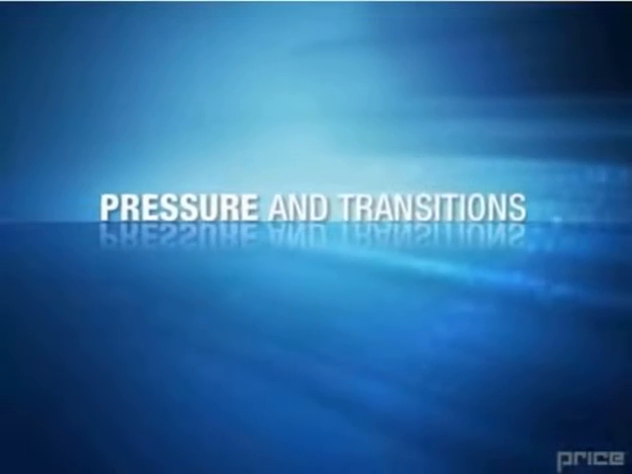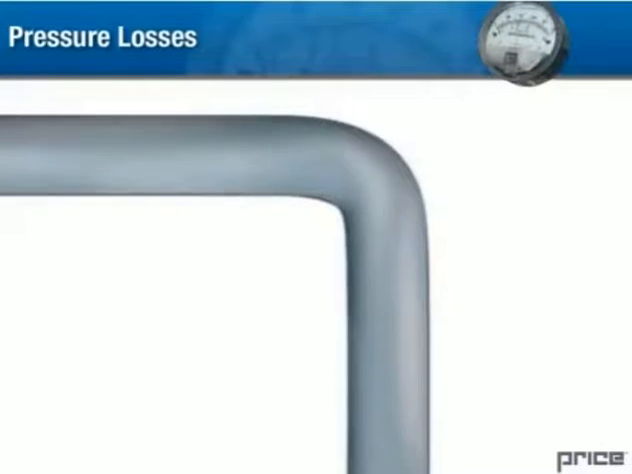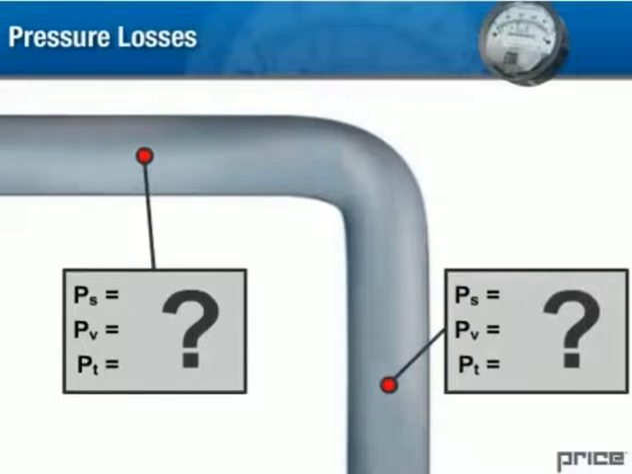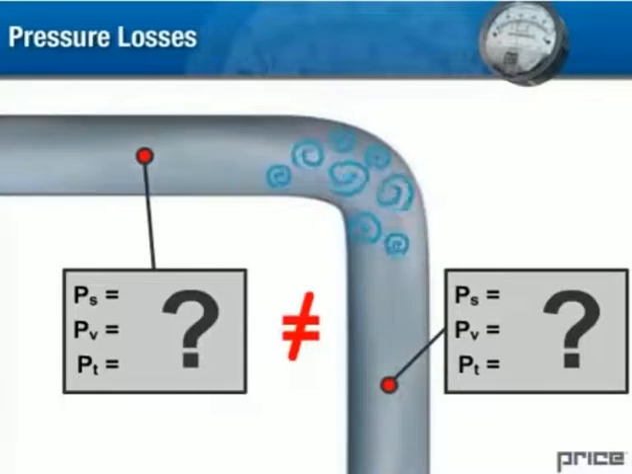Pressure and transitions. What happens to the airstream as it passes through transitions in a duct? One might expect that if we measure the pressure upstream and downstream of an elbow, for example, the static, velocity, and total pressure would be about the same on either side. However, this would only occur if we could construct perfectly frictionless ductwork and transitions. In the real world, all ductwork and transitions present some degree of friction and obstruction. Whenever the airflow is required to change direction, turbulence is produced and there is a loss in total pressure.